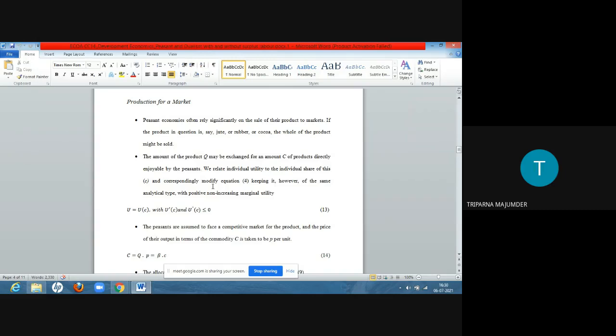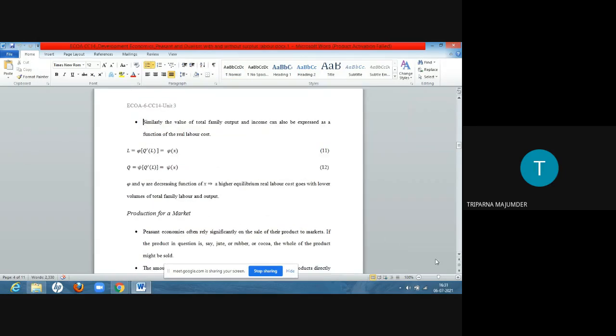equation, keeping it, however, of the same analytical type with positive non-decreasing marginal utility. So we now have the utility function u as a function of C, with first derivative and second derivative: the first derivative is greater than 0 and the second derivative is less than or equal to 0.